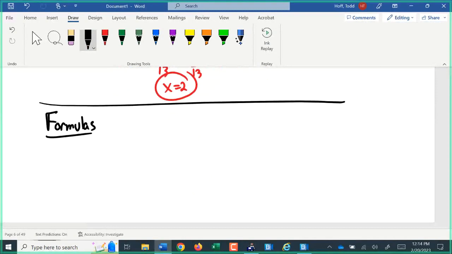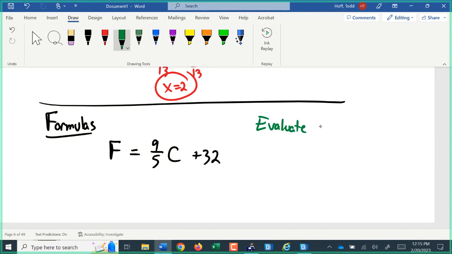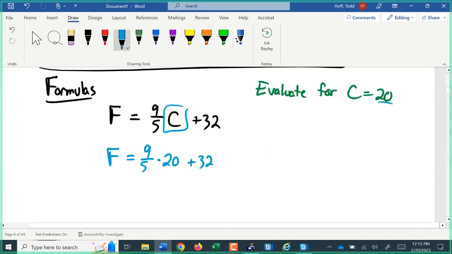So let's say I have a formula like my Fahrenheit temperature is equal to 9/5 times my Celsius temperature plus 32. Well, if I ask you to evaluate for C equals 20, all that's asking you to do is to substitute into this formula for C, put in the number 20. F equals 9/5 times 20 plus 32.